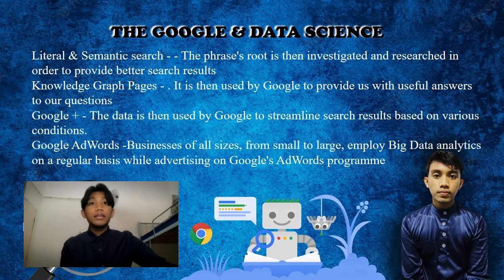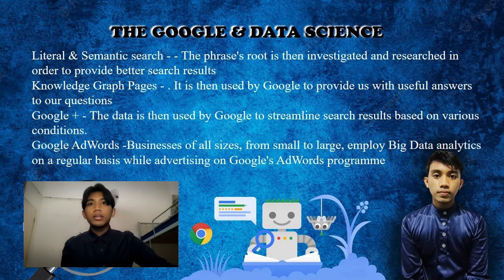I want to present 7 points on how Google applies big data. Firstly, literal and semantic search. The literal search engine's main goal is to locate the root of your search query by looking for a match for any or all of the words. The process root is then investigated in order to provide better search results, while a semantic search engine analyses terms and language in a knowledge graph database to immediately answer a question with particular information. A semantic search engine seeks to comprehend the content of the query.